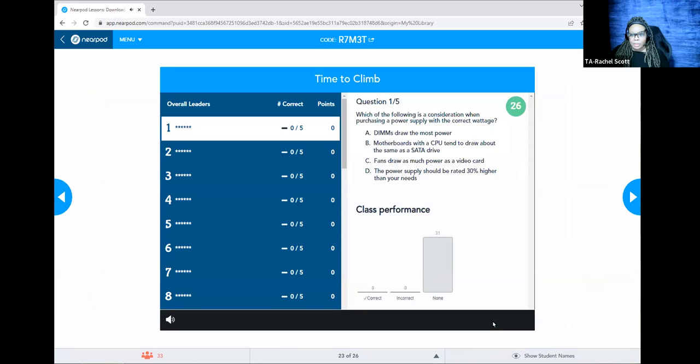So which of the following is a consideration when purchasing a power supply with the correct wattage?